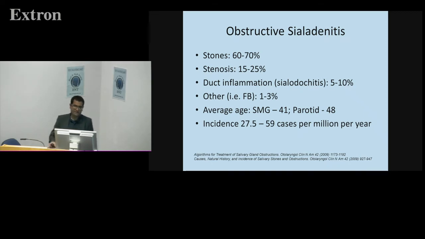Obstructive sialadenitis, a majority of it is stones, but you can get strictures. Sometimes if people do pass stones, you can leave them with a stenosis afterwards, because the duct itself gets traumatized and you get scarring afterwards. Yeah? Foreign bodies, and incidence, I think is probably similar to what we see in Leeds. Maybe up to 60 cases per million per year.